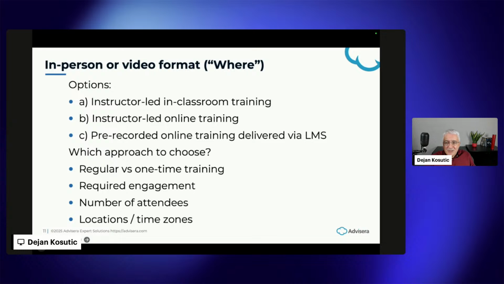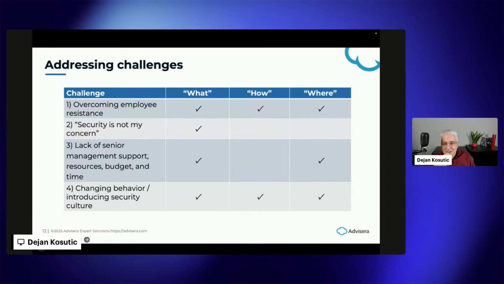Okay, so basically these were these three techniques, the what and how and where. And now let's see how they actually address these challenges. So here in this first column you see these four challenges: overcoming employee resistance, security is not my concern, lack of senior management support, and finally changing behavior or introducing security culture.